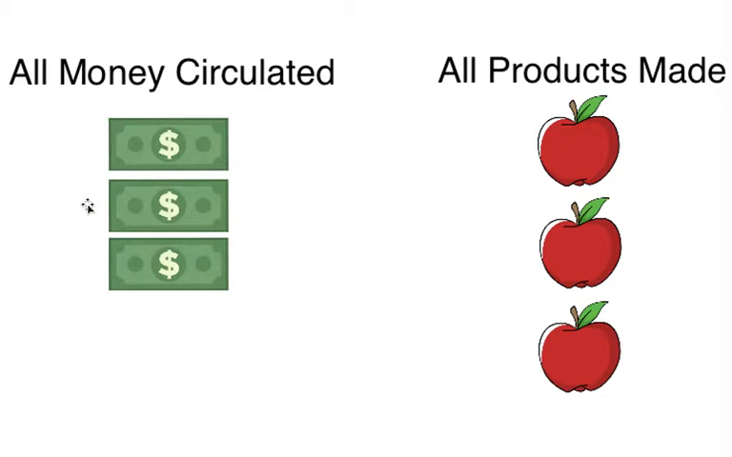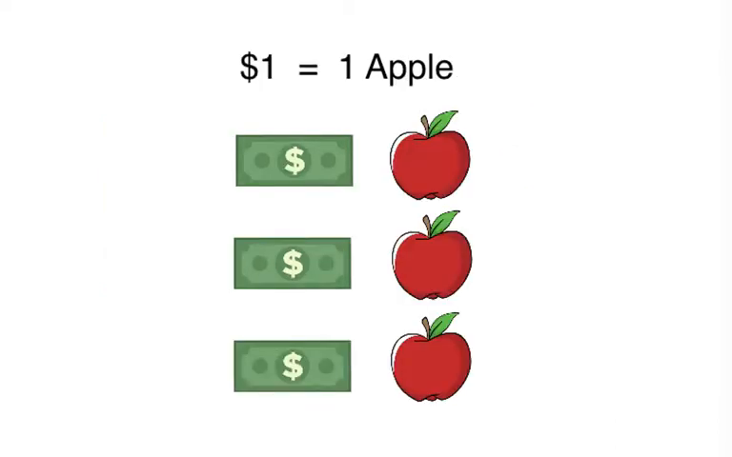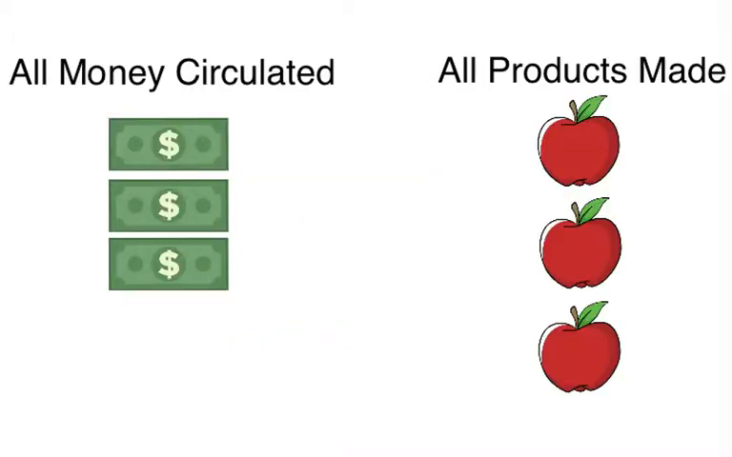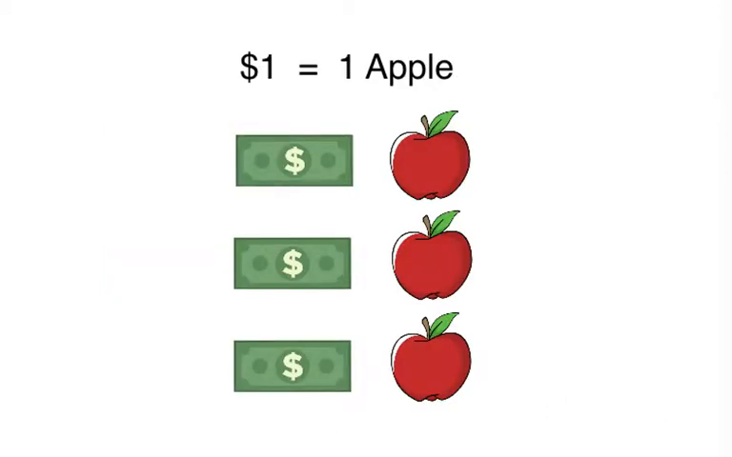So since there are three $1 bills here circulating through the economy, and this is all the things that there are to buy, it would end up being that each particular apple ends up costing one of those bills, or $1 in this particular example. Okay, so let's say that's how the year starts. The year starts with $3 circulating through the economy, three products being made, and therefore it's $1 per apple.